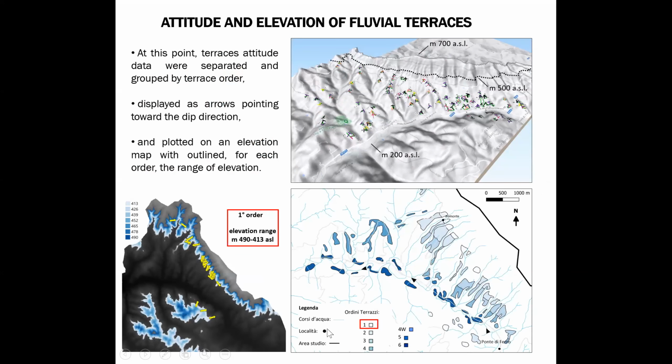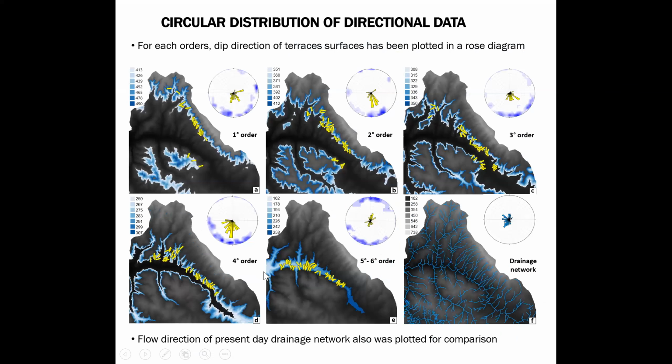Okay, at this point, terrace attitude data were separated and grouped by order, and they are displayed as simple arrows pointing toward the dip direction and plotted on an elevation map with the range of elevation outlined for each order. So this is the case for the first order of terraces. And these are the resulting maps for all the orders of the terraces.